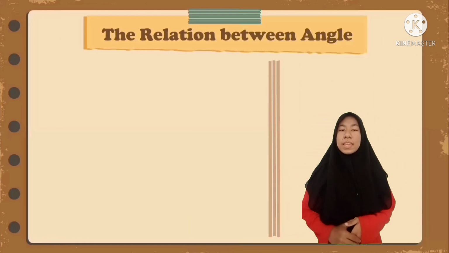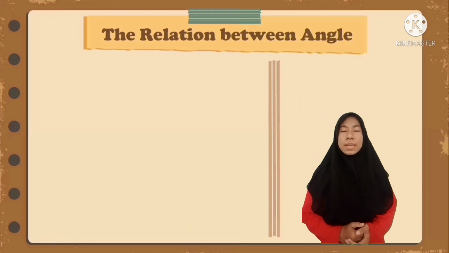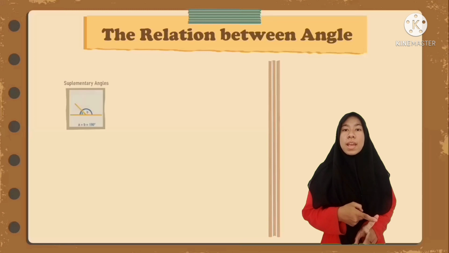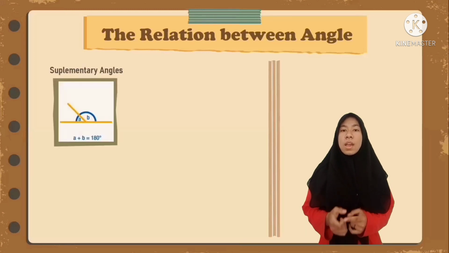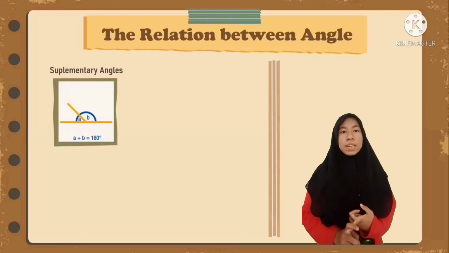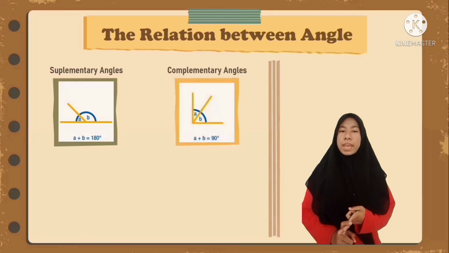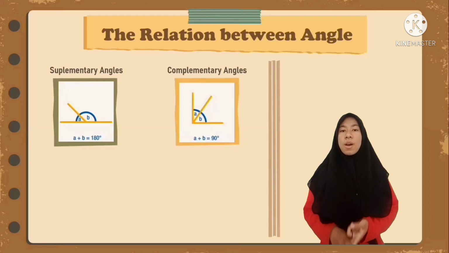So guys, let's get into the discussion about the relation between angles. Number 1, supplementary angles. Supplementary angles are two angles whose sum of measures is 180 degrees. Number 2, complementary angles. Complementary angles are two angles whose sum of measures is 90 degrees.